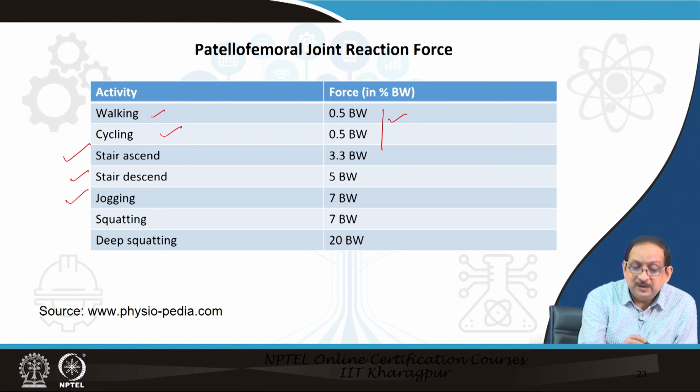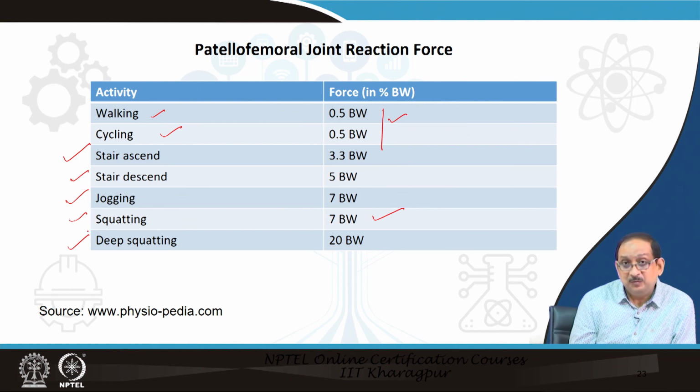In jogging, the patellofemoral joint reaction force is predominantly high, 7 times body weight. Normal squatting is 7 times body weight, and deep squatting, which, like all squatting, involves high flexion movements. So, in these squatting modes, the patellofemoral joint reaction force can rise up to 20 times the body weight.